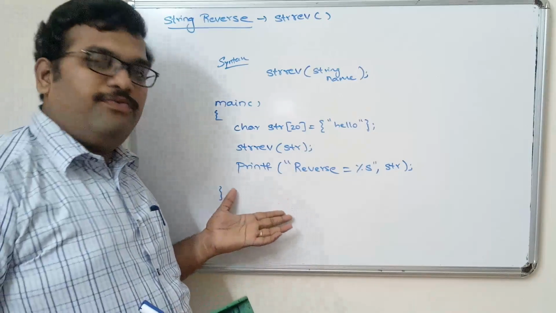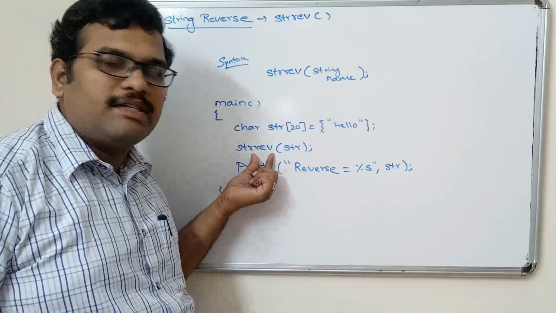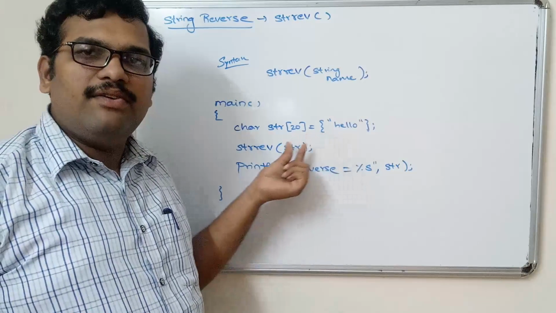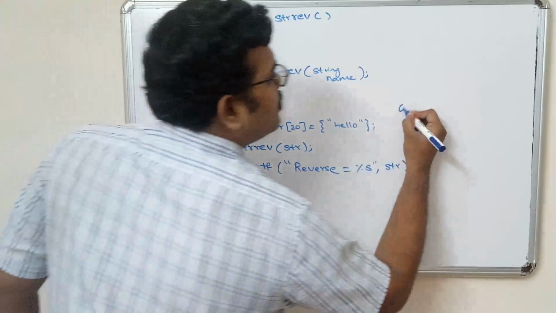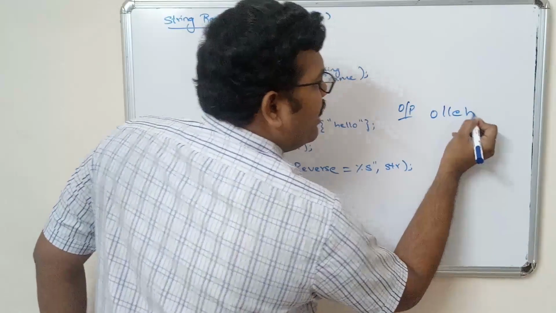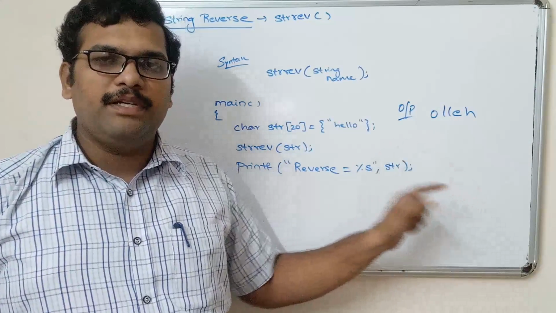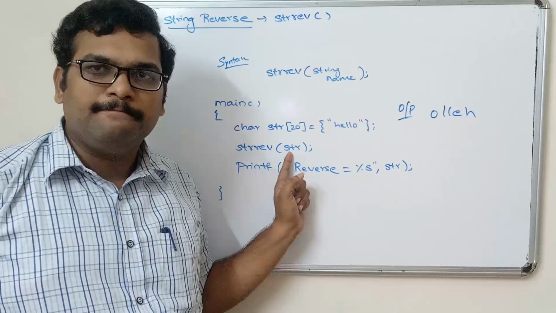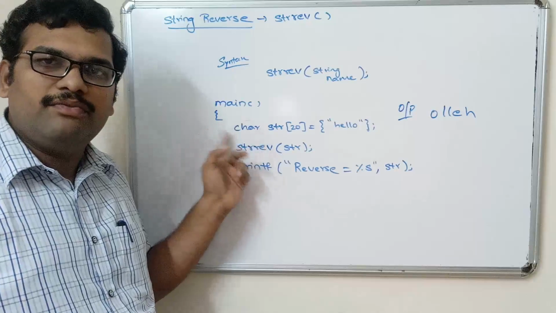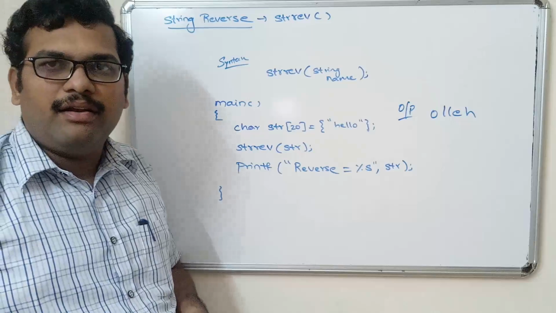So when this program executes, it implements the string reverse function. It reverses the content of the string and saves it in the same string. The output of this function is OLLEH. It will print the content in reverse order. For that purpose we are using the string reverse function. And here also, in order to implement this string reverse function, we have to use the string.h header file.